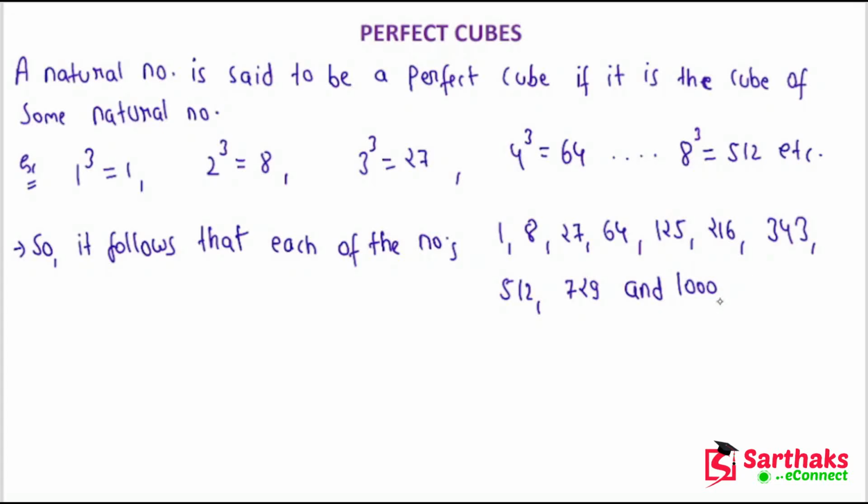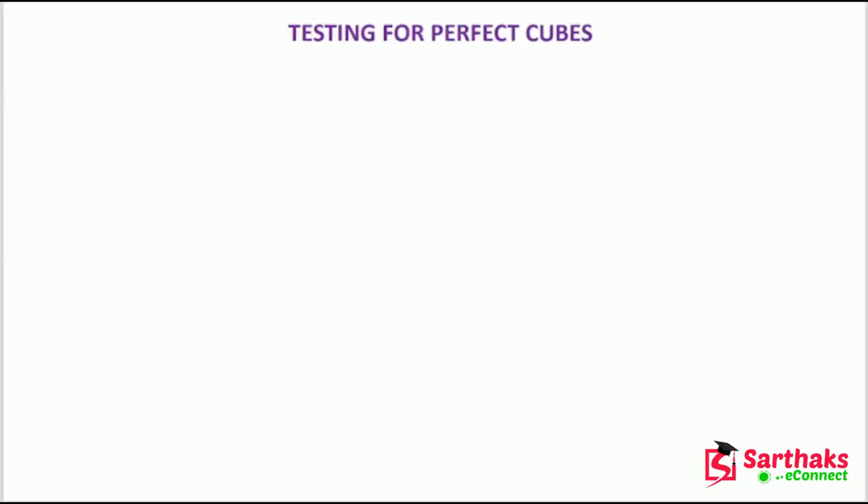It follows that each of these numbers is a perfect cube, right? So you can very well say that a number when multiplied by itself thrice will give a cube, but if that number turns out to be a natural number, then the cube which we are getting is nothing but a perfect cube, right? So how do we test whether a cube is perfect or not? Okay, so we have some steps which we should follow.